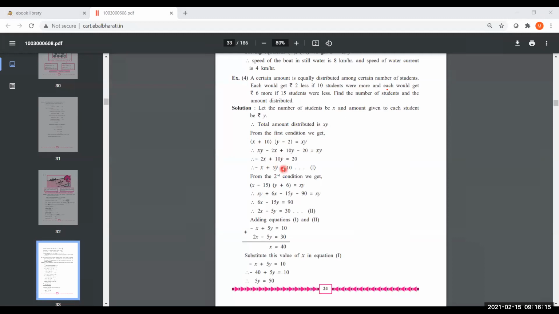Simply simplify this one. Multiply this bracket. After simplifying, we get our first equation, that is minus x plus 5y is equal to 10. Next, what does the second condition say?